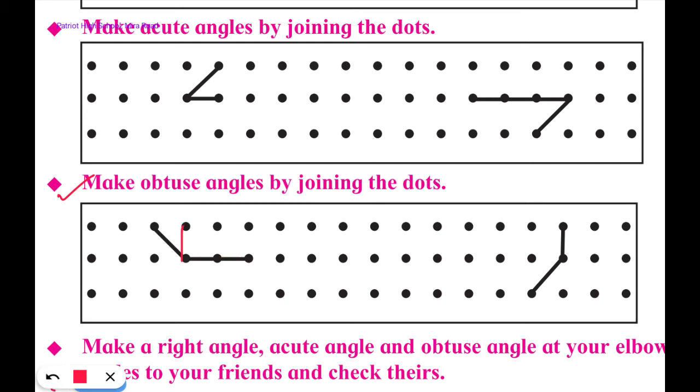Whereas this angle is bigger than the right angle. So it is an obtuse angle. So we can make still more obtuse angles. So this is an obtuse angle. This is an obtuse angle. Obtuse angle.